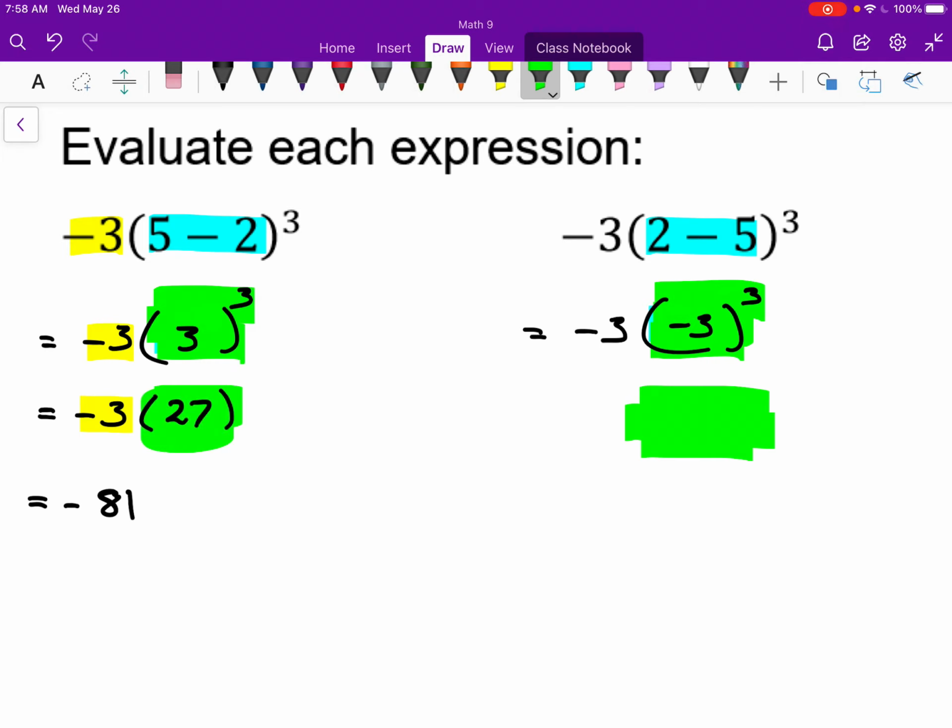And so over here, negative 3 times negative 3 times negative 3, that is negative 27 times negative 3. All right, so again, in the end, I have a negative times a negative, so my answer will be positive. So changing the order that I was subtracting definitely made a difference in this case to my overall answer. It's positive 81 in the end.